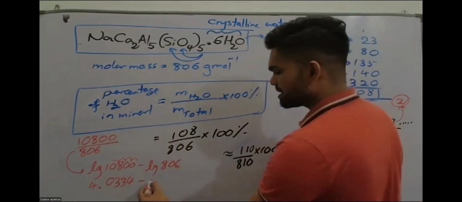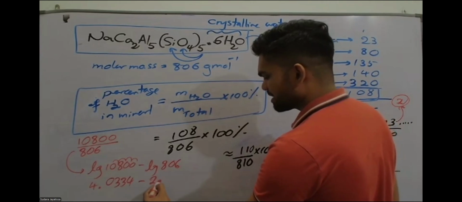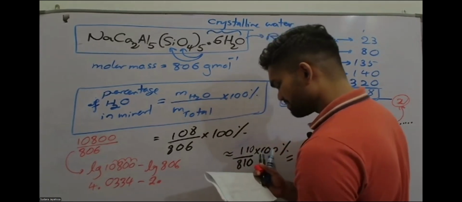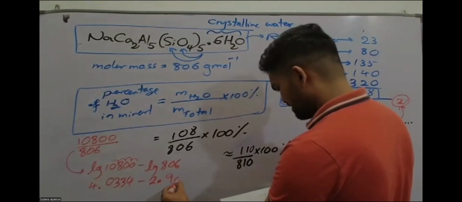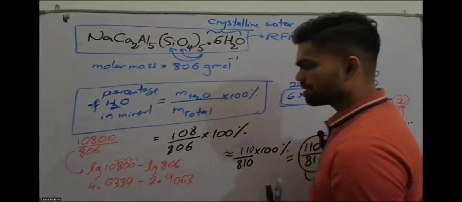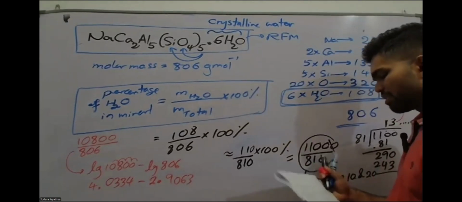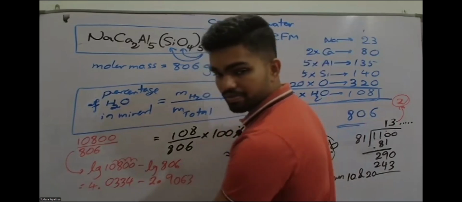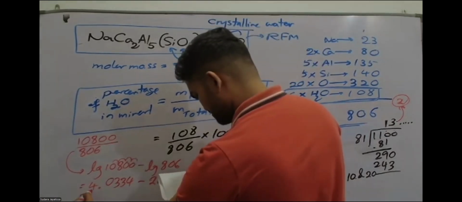Okay. Don't take it as a burden. That's why I'm teaching this one. Log is needed. So 2.9063. After simplifying this also, you will get a proper answer. Okay, so here's the answer.